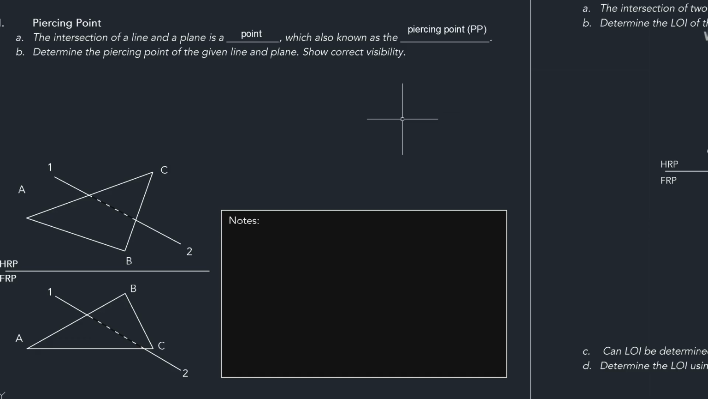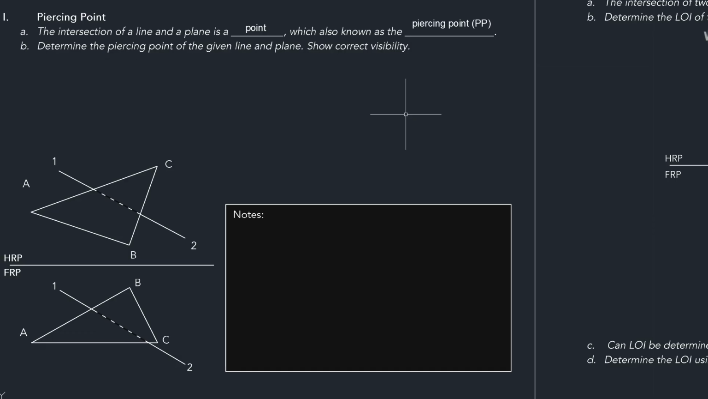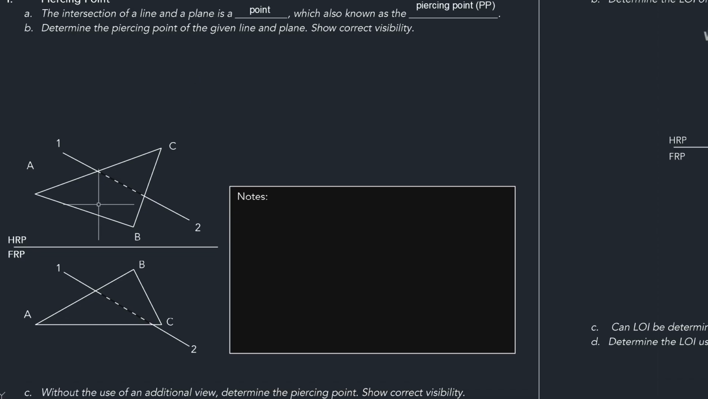Okay, so in ES1, we label piercing points as just PP, and we can number the piercing points depending on how many piercing points there are. So we can have PP1, PP2, etc., etc. Okay, now let's determine the piercing point of this given scenario. No? We have plane ABC, tapos meron din tayong line 1, 2. And we should expect a piercing point here.